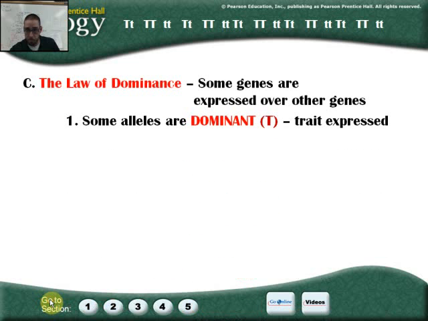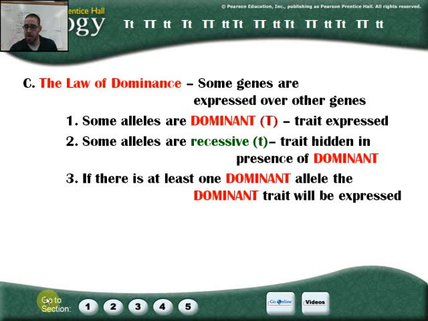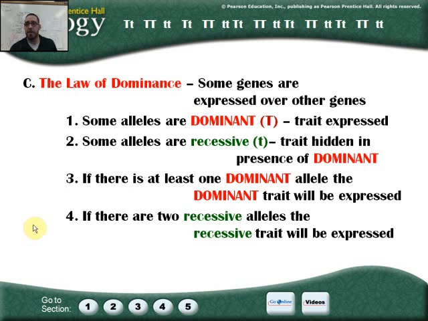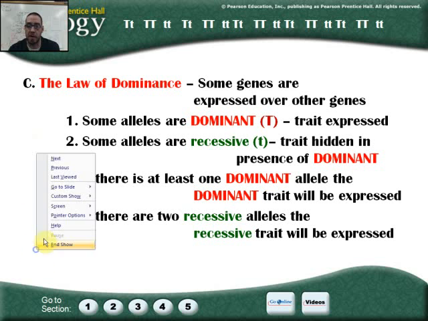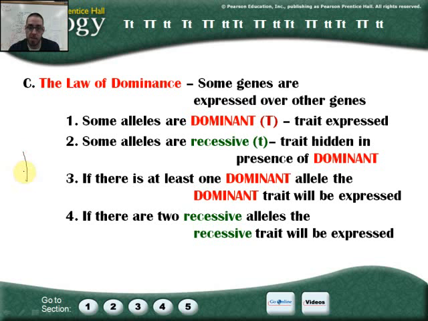The last part is the law of dominance. So some genes are expressed over other genes, and some alleles are dominant while others are recessive. So let me get the words up here. And basically, because of the law of dominance, and again, there are some exceptions to this, the dominant gene will always mask, hide the recessive gene in the phenotype, or the physical characteristics that you're going to see. So there are some examples of this.